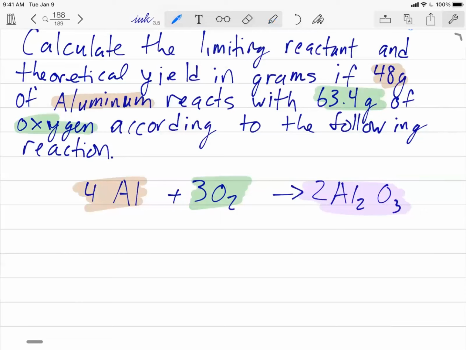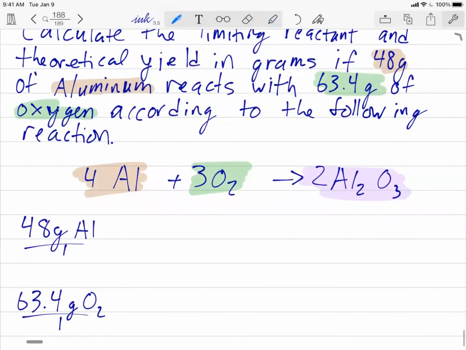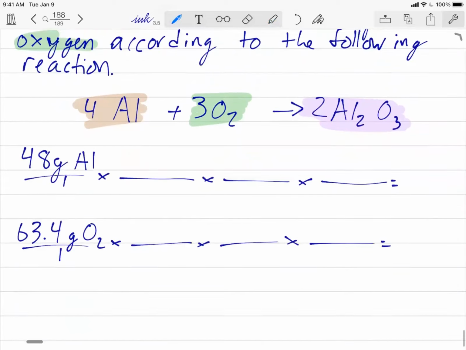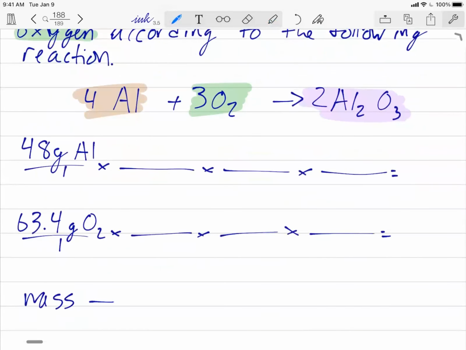So as always, we always start with what we're given. So we write our givens and put them over 1. So 48 grams of Al and 63.4 grams of oxygen, both over 1. Okay, and these are both going to require 3 steps to get you to your answer. The first one is we need to follow the mole roadmap, or the Stoich roadmap, if you will. So mass to moles to moles to mass, right?